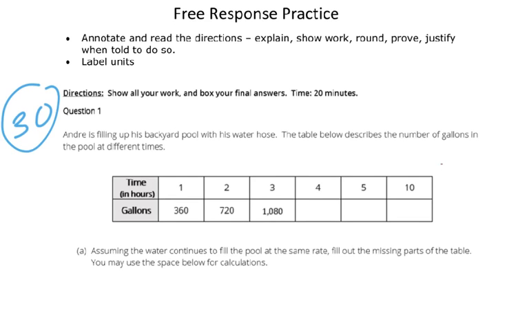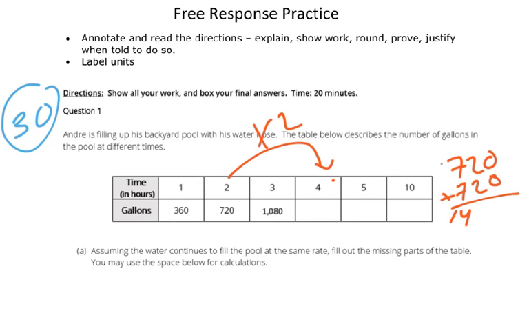Last page, last problems, also came from a ratio table. You can see I've got the first 3 filled out. This was a free response problem on a previous year's common assessment. So he's trying to fill up his pool with water, and the first thing that we have to do is fill in the rest of the ratio table. So I'm looking for 4. I'm going to go ahead and say 2 doubled, or times 2, is 4. 720 doubled, or times 2, but I'm going to use the doubling, is going to be 1,440.